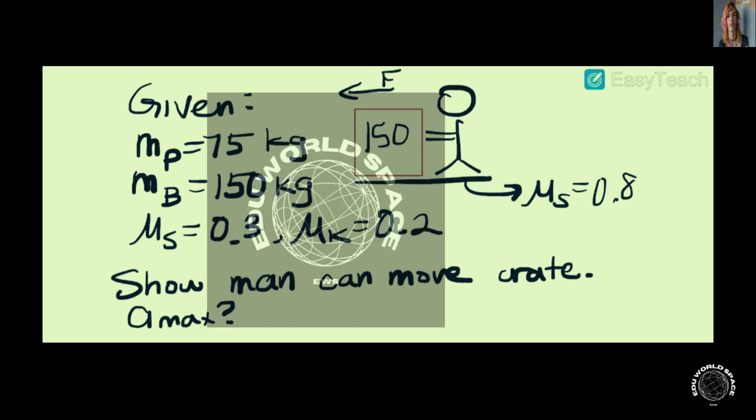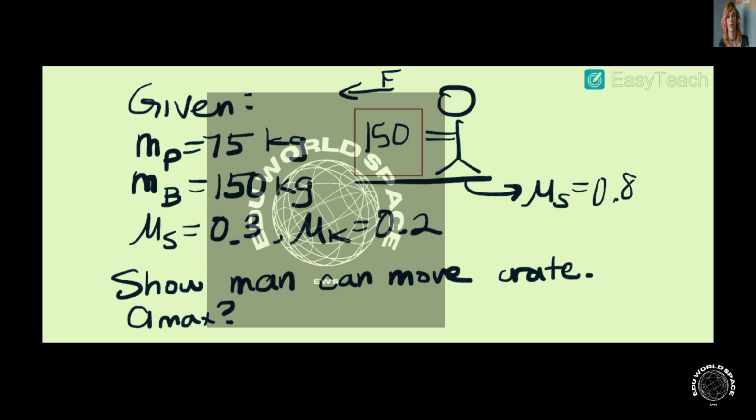What we're going to be looking at is an application of Newton's second law, and we're going to be looking at the concept of friction. So what we have is a man who is moving a box. We know the mass of the man is 75 kilograms, and the mass of the box is 150 kilograms.